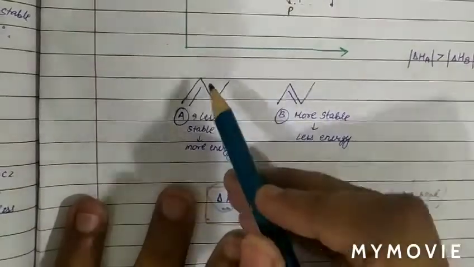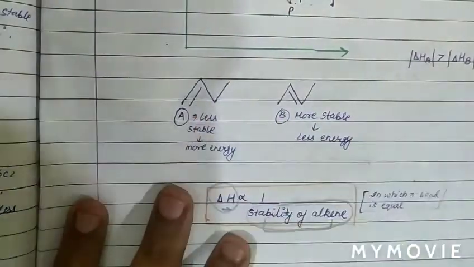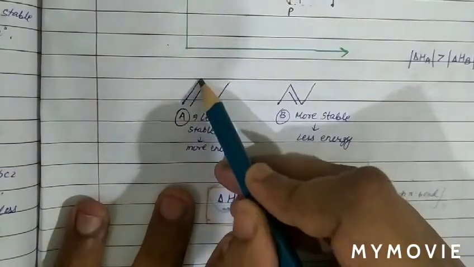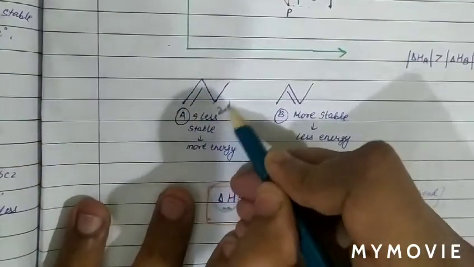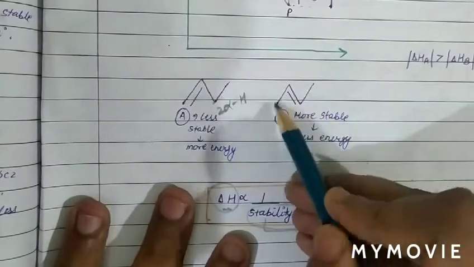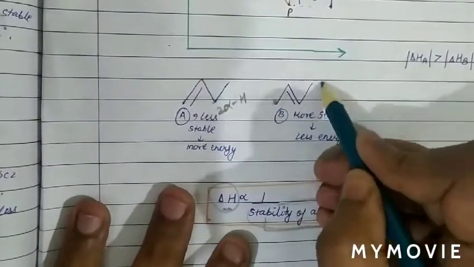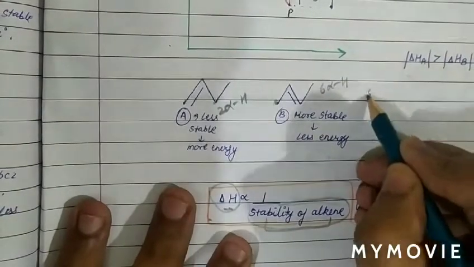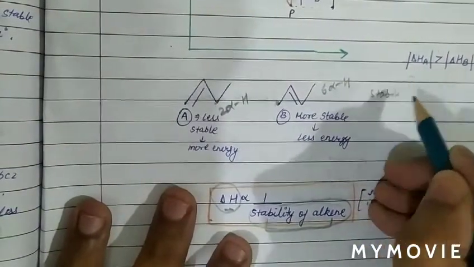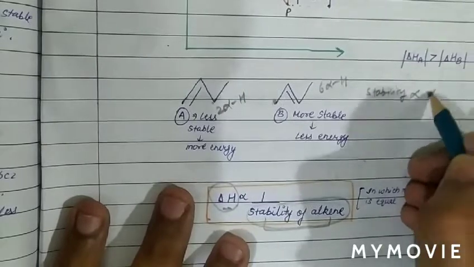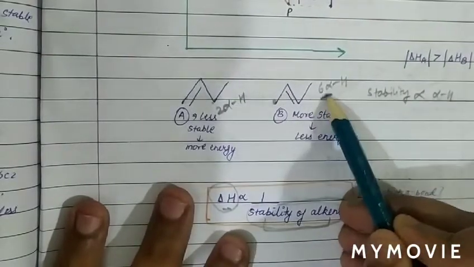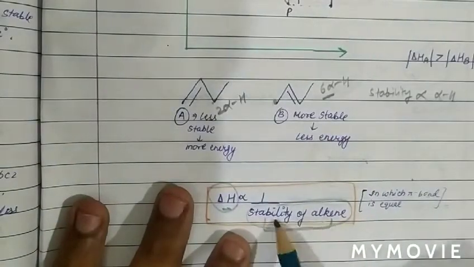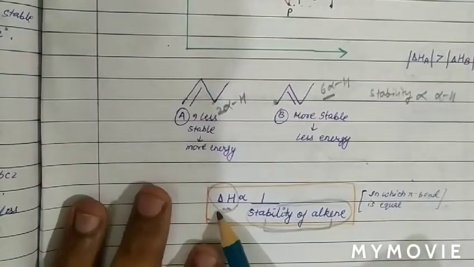Now check this. As we can see, stability of alkene is compared by hyperconjugation. In this case, the number of alpha hydrogens is 2, while in this case we can see 3 and 3, 6 alpha hydrogens are there. And we know stability of alkene is directly proportional to number of alpha H. So more alpha H means more stability, and we know more stable alkene, then heat of hydrogenation will be less.